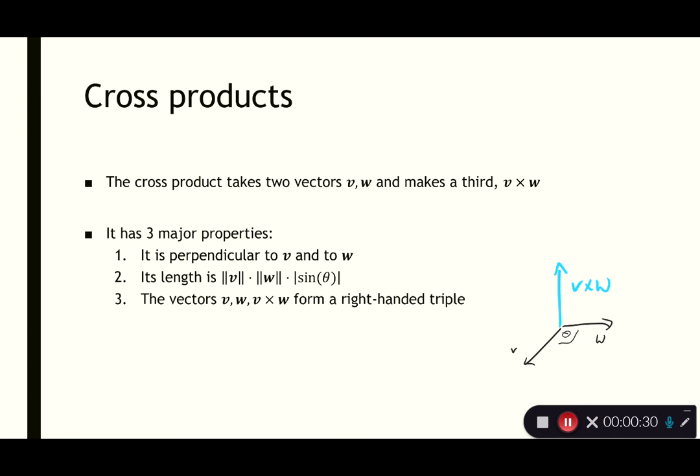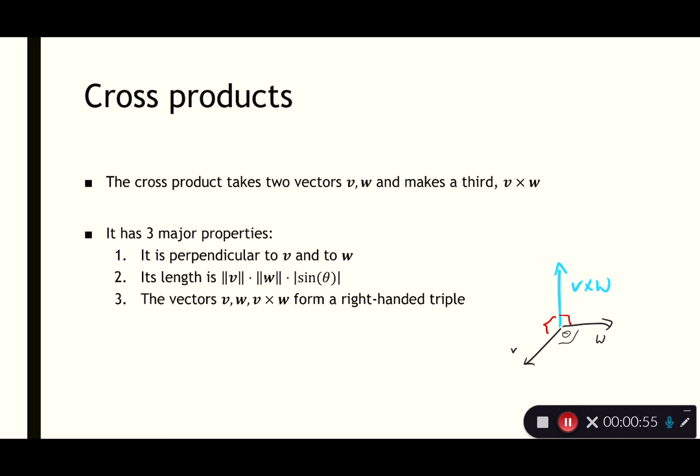It's perpendicular to both of them, so it's a new vector that makes an angle of 90 degrees with both of them. Its length is equal to the length of the first times the length of the second times the sine of the angle between them, where we either use absolute value of sine or we measure angle between 0 and 180 degrees. And it also has the property that those 3 vectors have to form a right-handed triple.